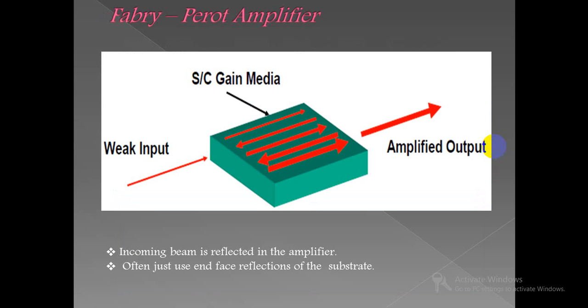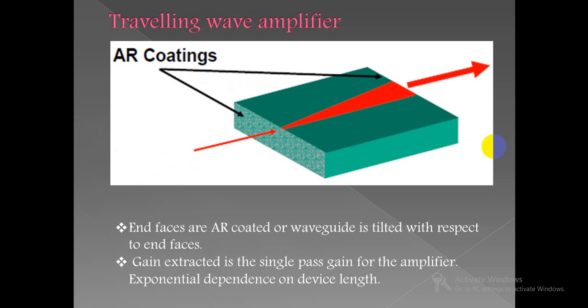There are two types of semiconductor amplifier, that is the Fabry-Perot amplifier and the traveling wave amplifier. So this is the diagram of the Fabry-Perot amplifier. In this amplifier, the incoming beam is reflected in the amplifier. And this is the traveling wave amplifier, and in this amplifier the end faces are AR coated or the waveguide is tilted with respect to the end faces.